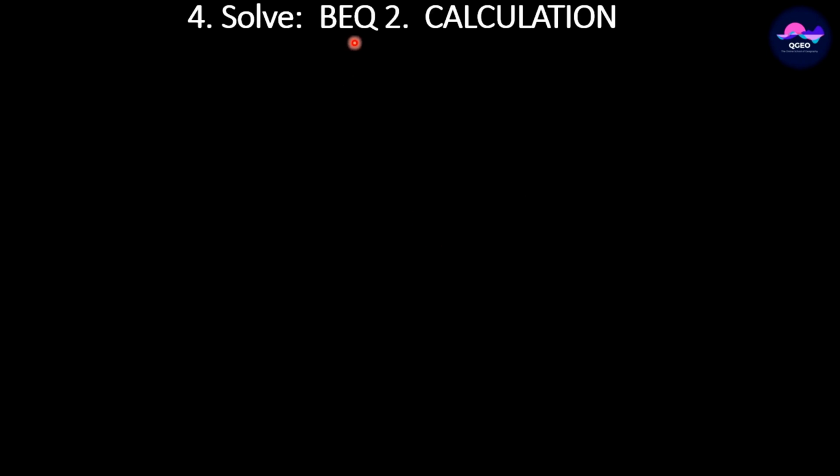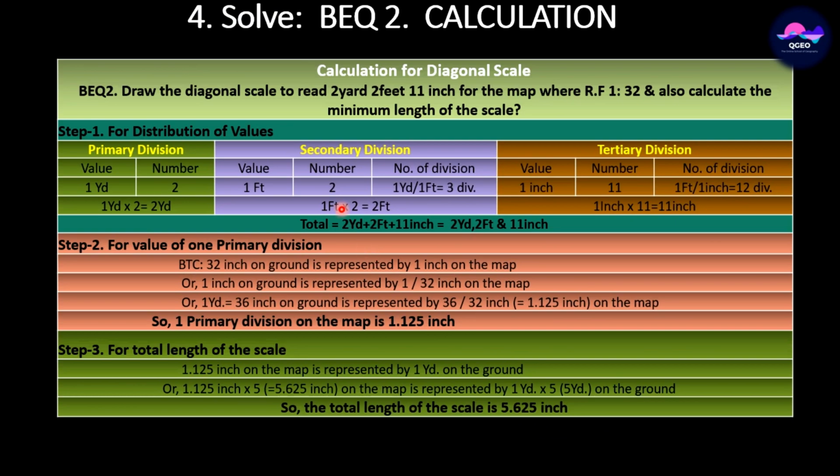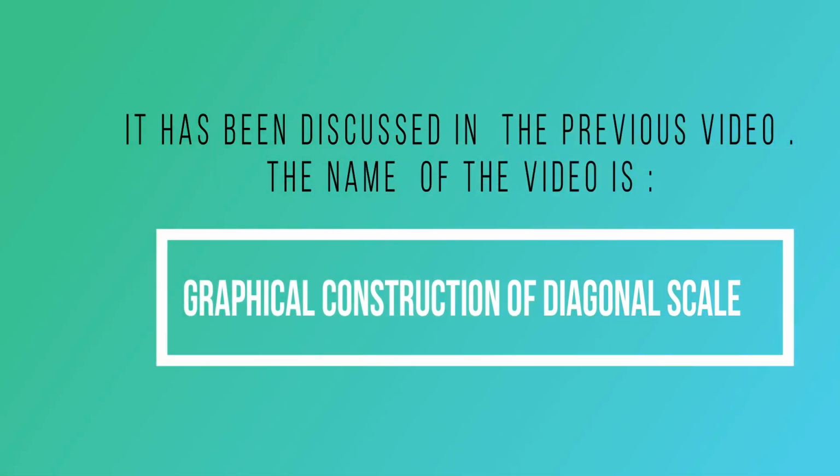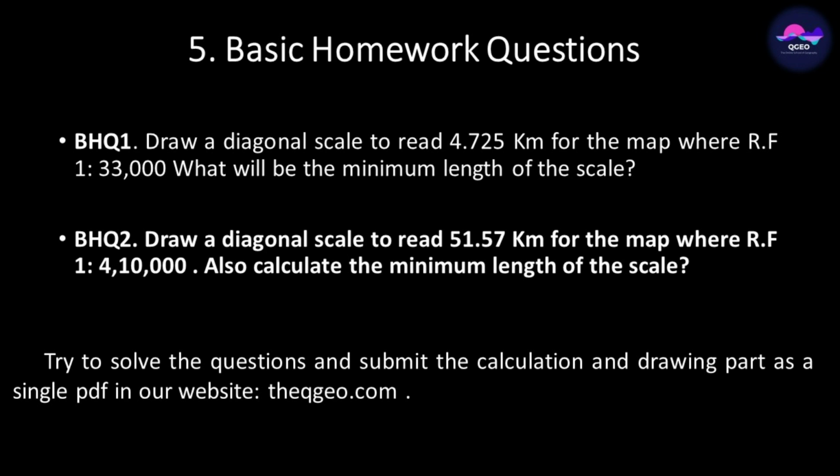Now come to another question, basic question, exercise question 2, calculation part. Here the question is, draw diagonal scale to read 2 year 2 feet 11 inches for the map where RF is 1:32, and also calculate the minimum length of the scale. The question has been discussed in our previous video, the graphical construction of diagonal scale.